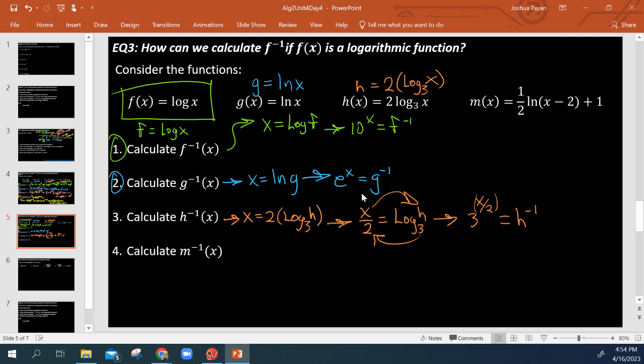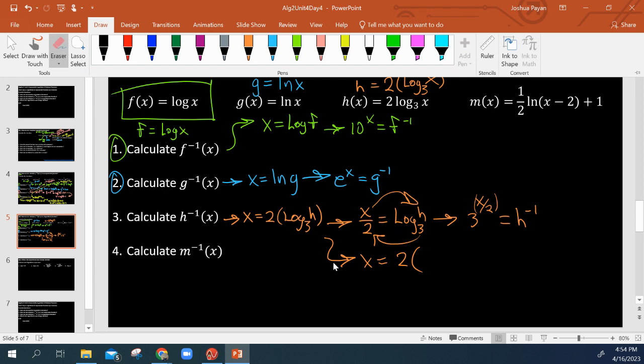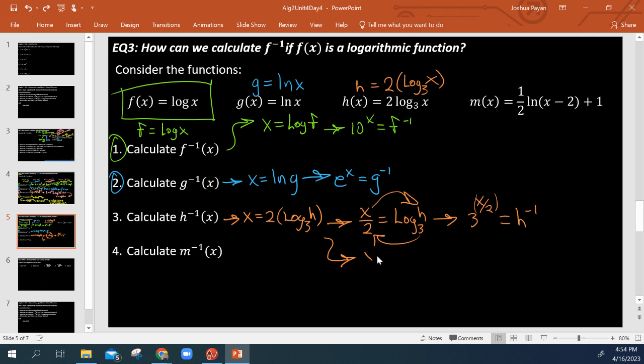Now, if we did that purely algebraically instead, well, I guess I can skip that part. We already did that. Let's skip to this part here. So I've got x over 2 equals log base 3 of h. Okay, so the inverse of log base 3 is exponential base 3. So those cancel. And what I do to one side, I do to the other. Right, so I have 3 to the x over 2 power equals h inverse. We get the exact same thing either way that we do this. Okay.